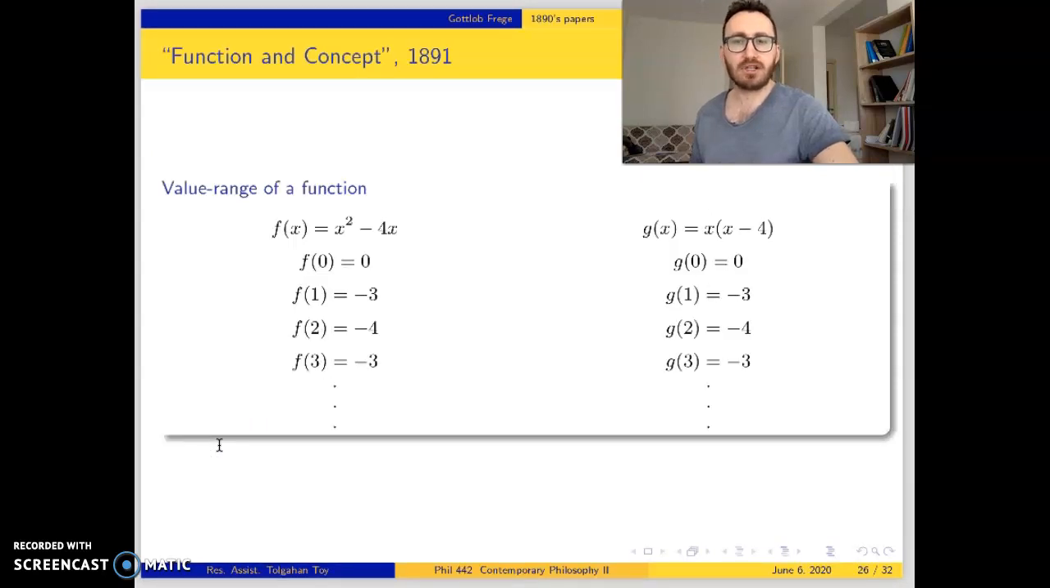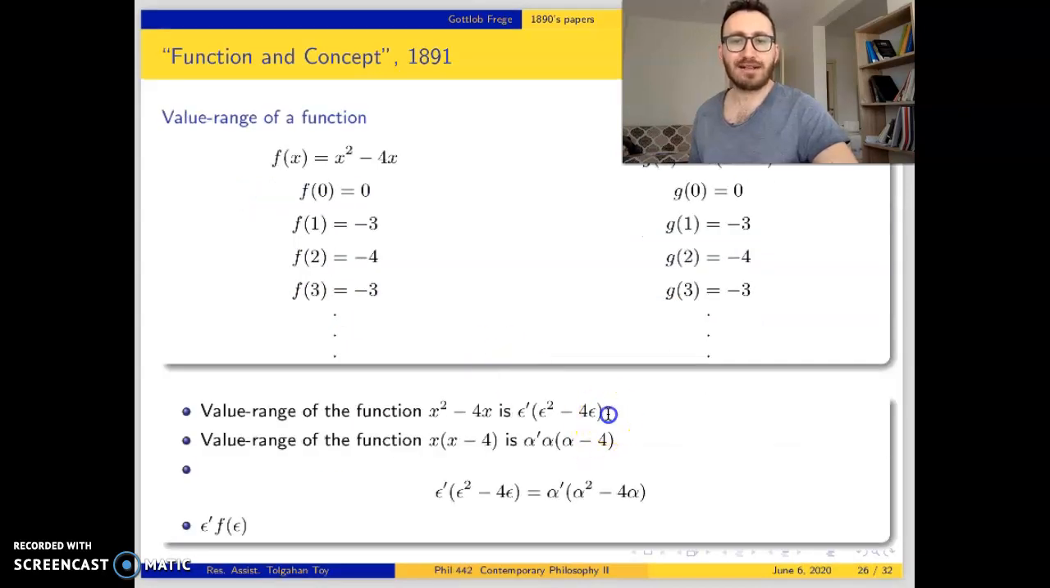Since a function is an unsaturated entity, it is saturated with an object, and once it is saturated, it gives us another object. One object is called the argument, this one is the argument, and the other one is the value. The argument-value pairs of a function are called its value range. For example, the value range of this function consists of these pairs: 0, 0, 1, minus 3, 2, minus 4. Even though we have 2 different functions here, they have the same value range.